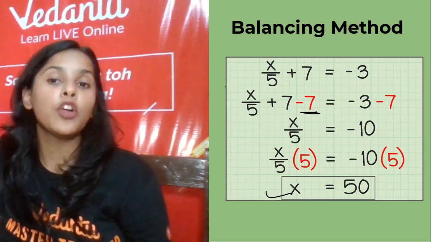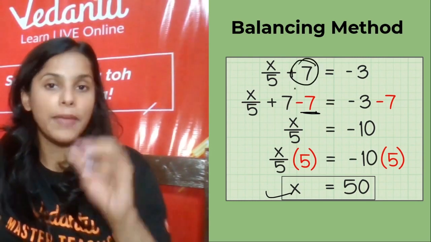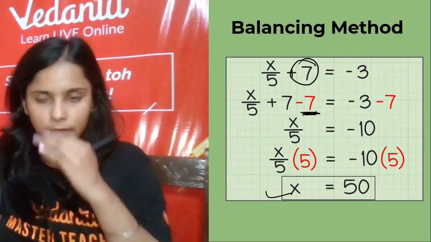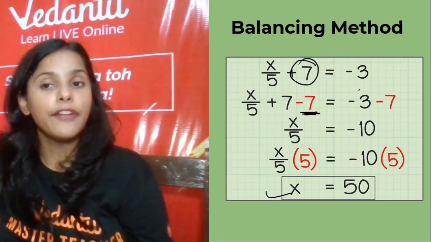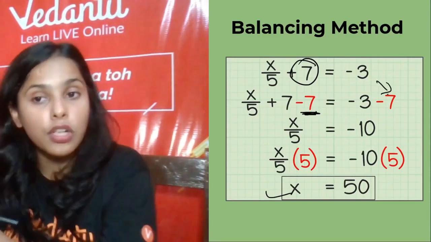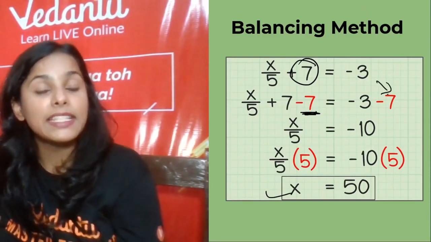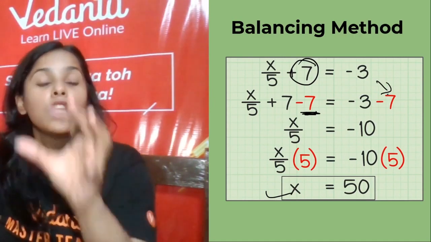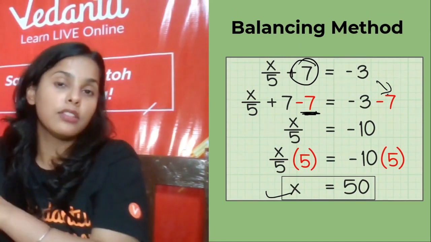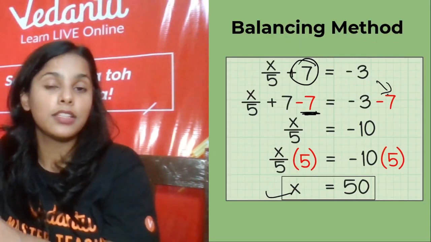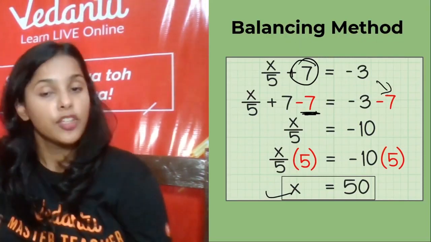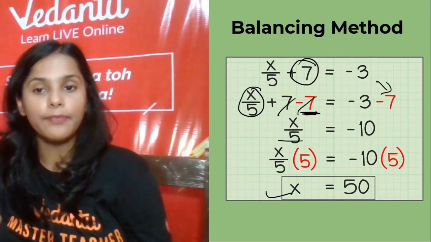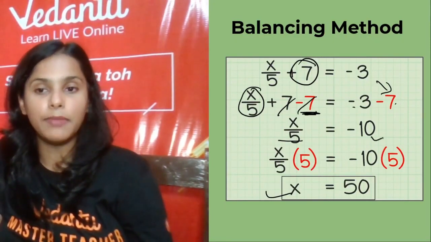For example, in order to remove this 7 from LHS, you are subtracting 7, but you have to do this in RHS also. You have to subtract 7 from RHS also. मतलब 7 को आप दोनों तरफ से सब्सट्रैक्ट करोगे, LHS और RHS, ताकि वो बैलेंस रह सके, ठीक है. So this became x by 5, and minus 3, minus 7, minus 10.